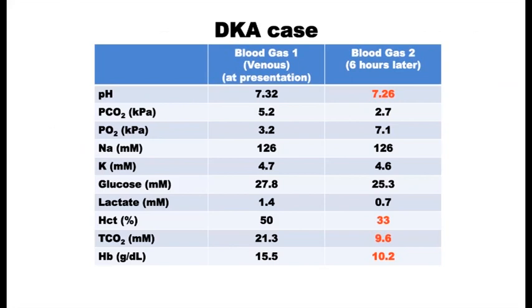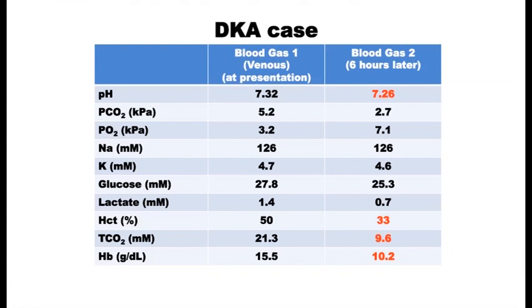So I just wanted to show you a case that I recently saw in our high care. It was a patient who presented with DKA, and as you can see, the admission blood gas here, a venous blood gas at presentation, the acidosis was not severe. The bicarb was 21.3 and the sugar was 27.8, and there were ketones on the dipsticks. But we were contacted because the treating doctors weren't convinced based on this blood gas that the patient has a diabetic ketoacidosis.